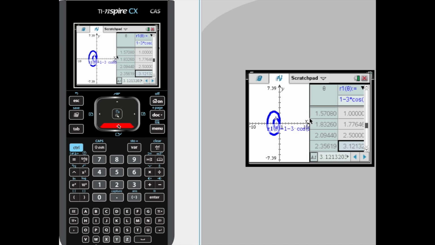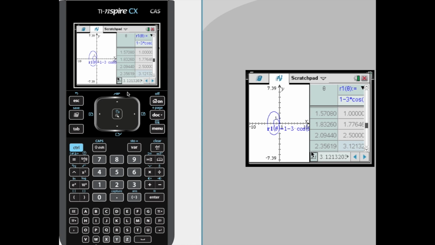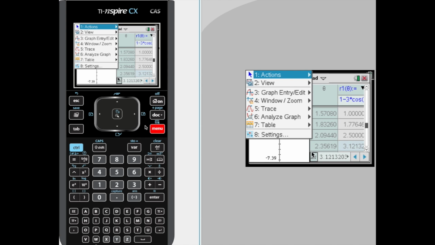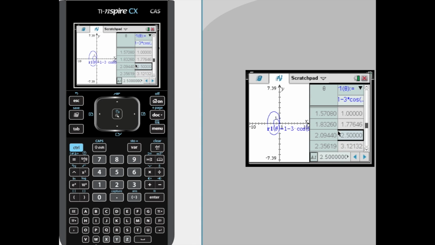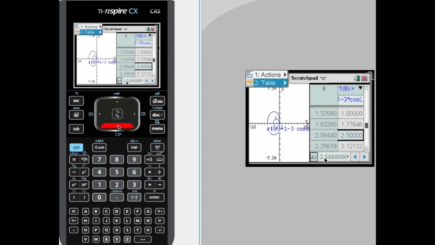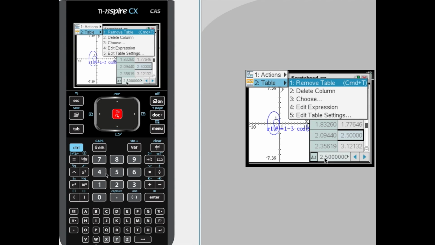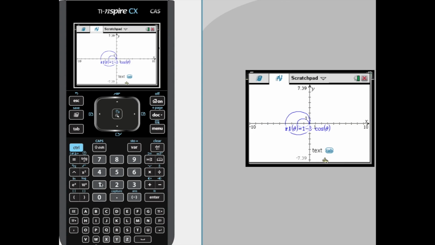Once you're done getting the information off this table that you like, you can turn it off. Now, if you select the graph portion of your split screen and you hit Menu, you might find it quite difficult to figure out how to get rid of that table. But if you select the table portion of your split screen, hit Menu, go down to Table, you can remove it. And that is how you graph a polar equation with your Nspire calculator and look at that table of values if you need it.